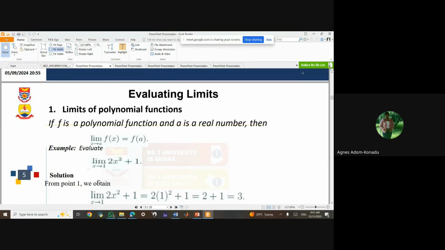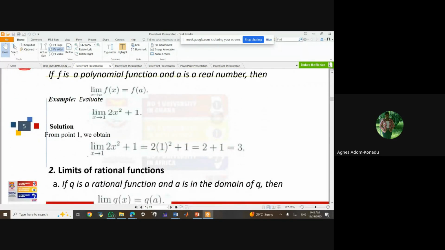So for example, we want to evaluate the limit as s approaches 1 of 2x plus 1. Since this is a polynomial function, wherever I see x, I will just substitute 1. So this will give me 2 times 1 plus 1, which is 2 plus 1, which is 3. So if it's a polynomial function, this is how we solve it.